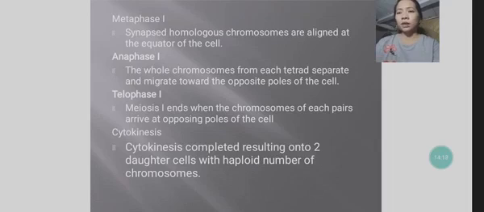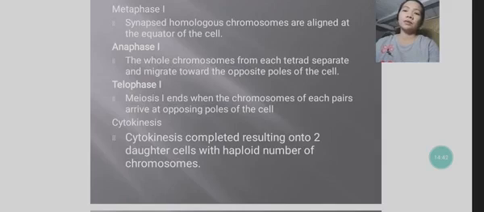In the metaphase 1, the synapsed homologous chromosomes are aligned at the equator of the cell. It's like in mitosis, where they are also aligned at the equator. The anaphase 1, the whole chromosomes from each tetrad separate and migrate toward the opposite poles of the cell. Okay, the telophase 1, meiosis 1 ends when the chromosomes of each pair arrive at the opposing poles of the cell.